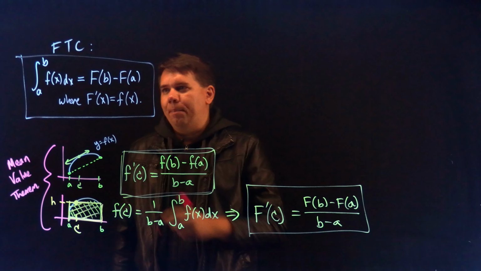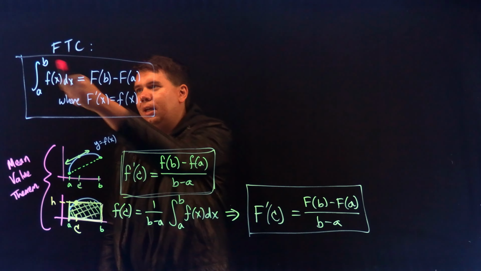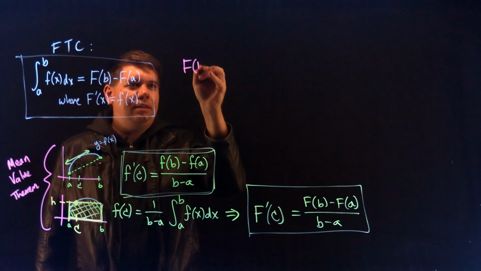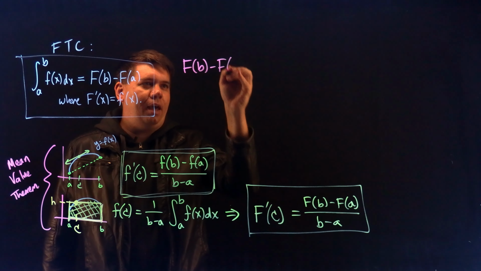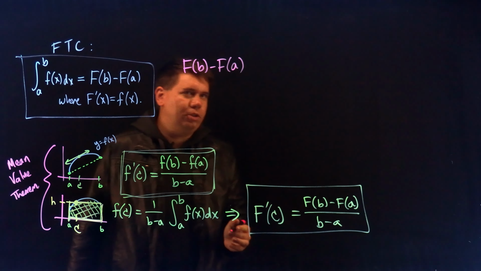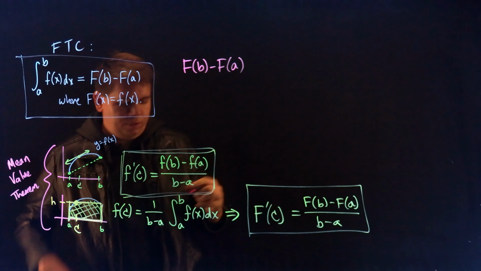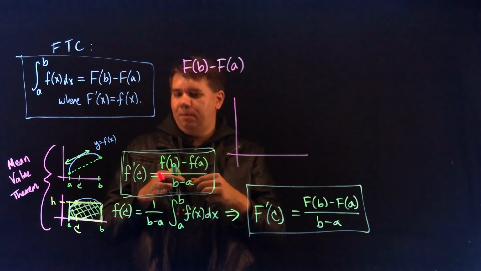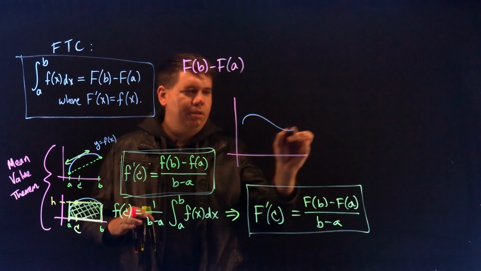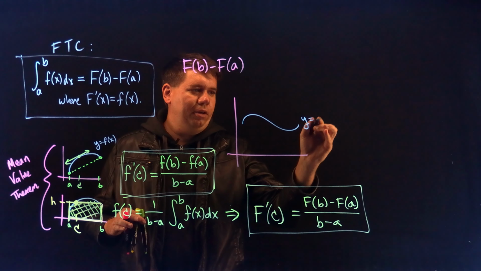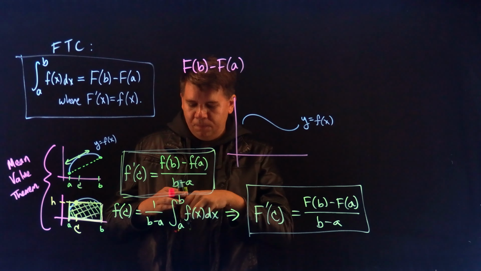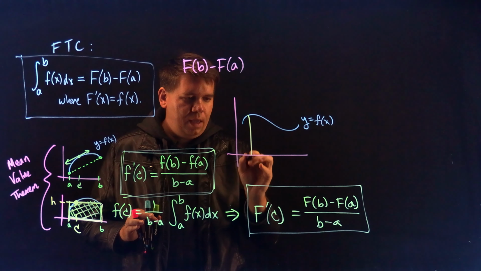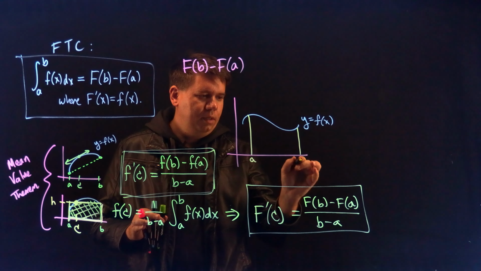Okay, here's the setup. I want to show that f of b minus f of a is the same thing as this definite integral. So here's how we're going to do that. Let's think about f of b minus f of a. And it always helps to draw a picture. So let me draw a little picture here. Let's draw, whatever our graph looks like. Maybe we draw the graph to look like this. Generic graph, y equals f of x. And we're thinking of it as going from some point A to some point B.